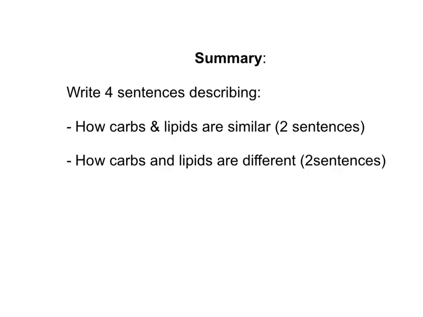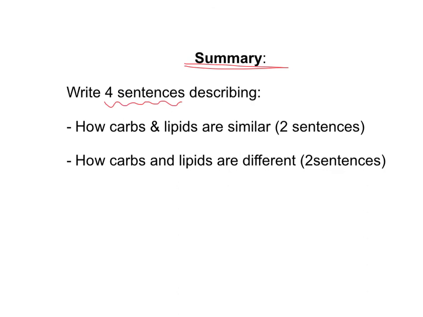Okay, so that was kind of just a quick wrap-up of the two biomolecules that we've talked about so far. So make sure that you review those things. And then the last thing that you need to do is write your summary. So at the bottom of your Cornell notes, you need to write a summary, about 4 sentences long, describing 2 things. If you want to break it down differently, you can, but I just give an example of how you could do this.